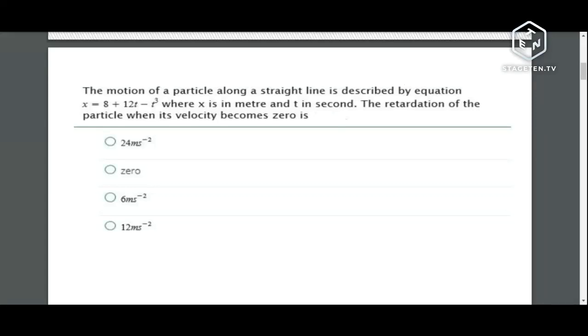If you know the velocity formula, velocity is the derivative of x, dx over dt. So you need to take the derivative of x with respect to t for velocity. Then you put the velocity equal to zero and you will get your t. When you get your t, you need to find acceleration, that is dv over dt, which is minus 6t. Then you put the value of t, that is 2 seconds, and you will get your retardation.